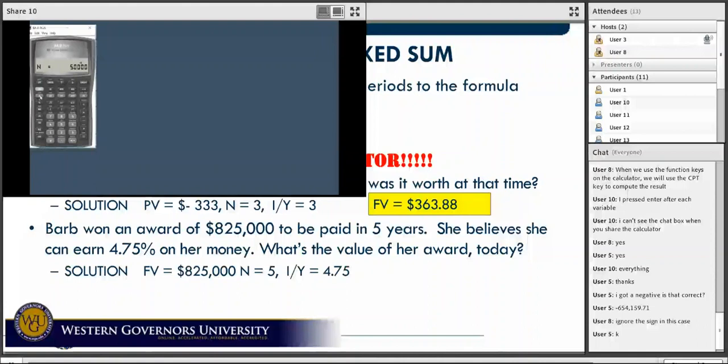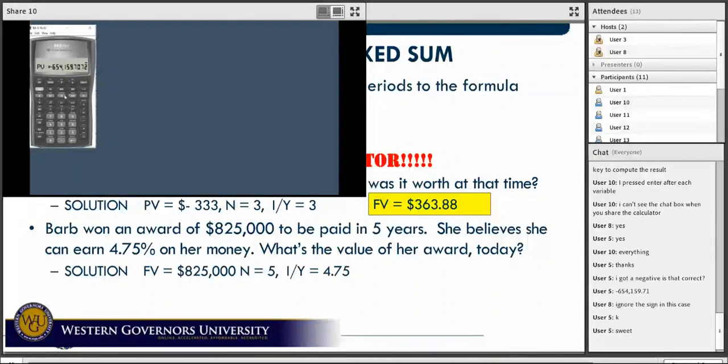And she believes that she can earn 4.75%. Now notice, 4.75. We enter that as a whole number. We don't do a percent. We don't do 0.0475. That's our interest rate. And then we just say compute present value. And it's 654. And Donna is right on the button. Absolutely. All right. So let's keep rocking and rolling.